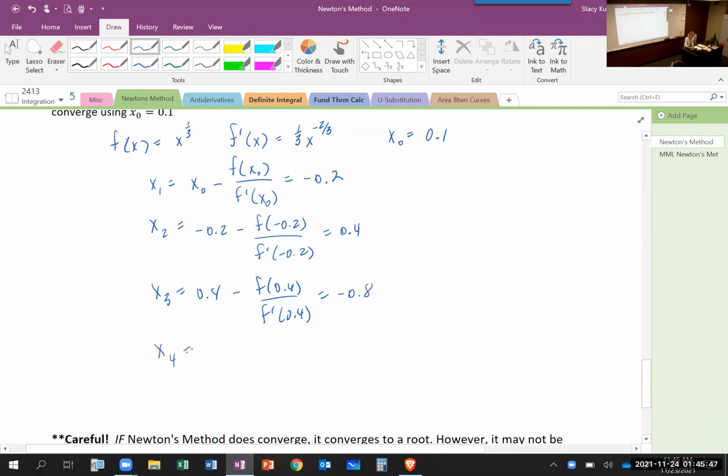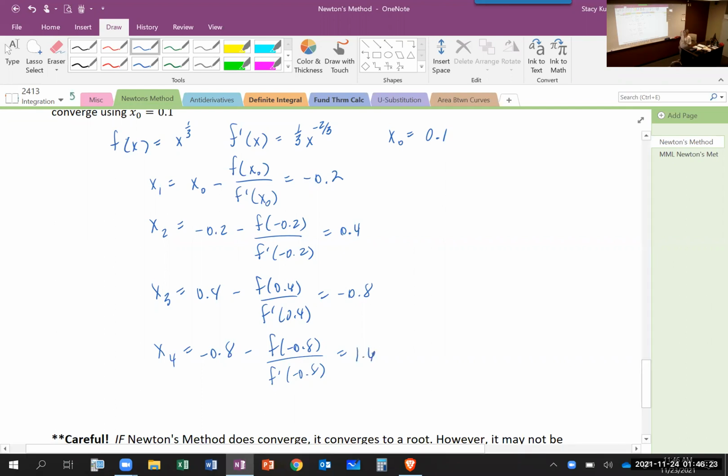Last one, what happens at x4 on our fourth one? Y'all know how to program this kind of thing in an Excel spreadsheet? It'd be pretty easy to put it in an Excel spreadsheet and make like a table, wouldn't it? 1.6.